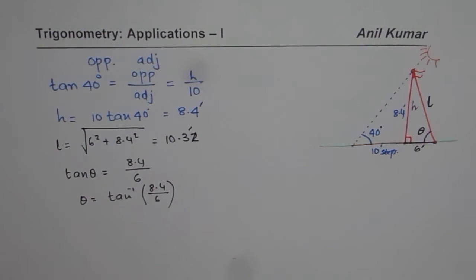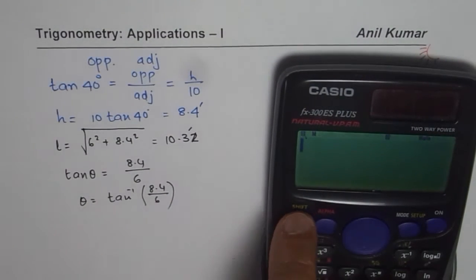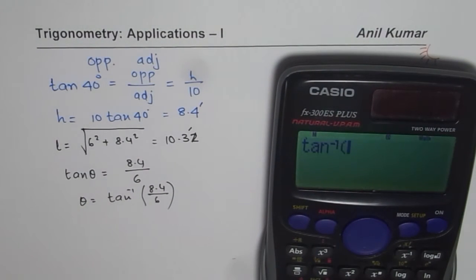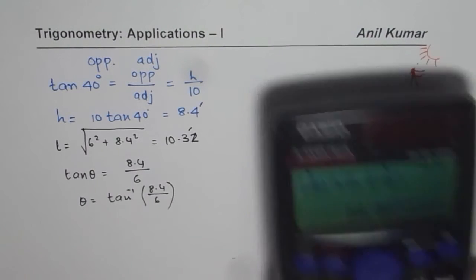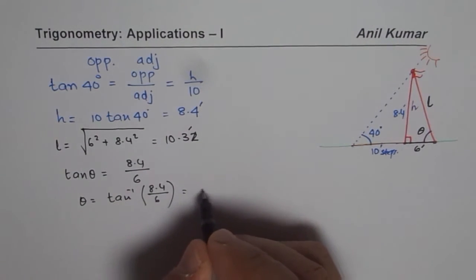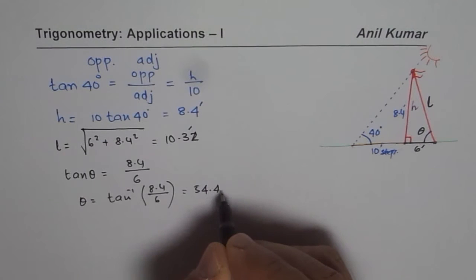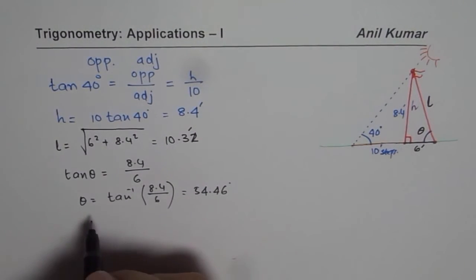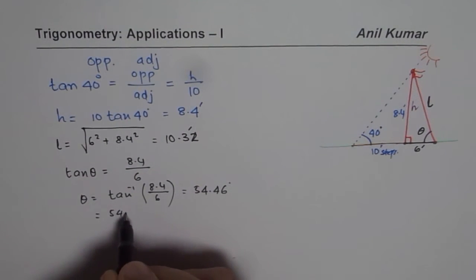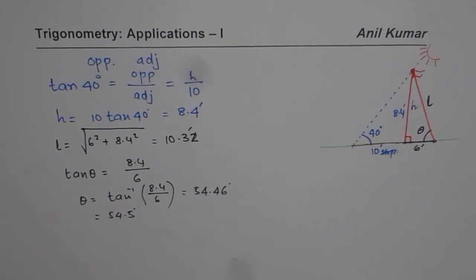So we can again use our calculator, shift tan inverse, and find the ratio. 8.4 divided by 6 equals, so that gives us 54.46. So this angle is 54.46 degrees. So let's round this angle to 54.5 degrees. So we know that the angle is 54.5 degrees.